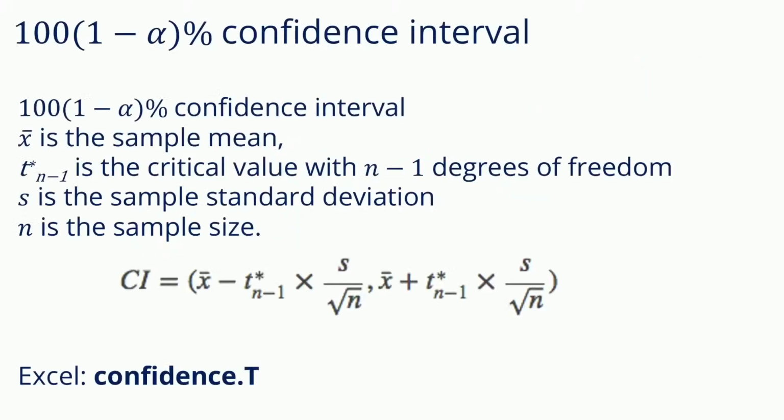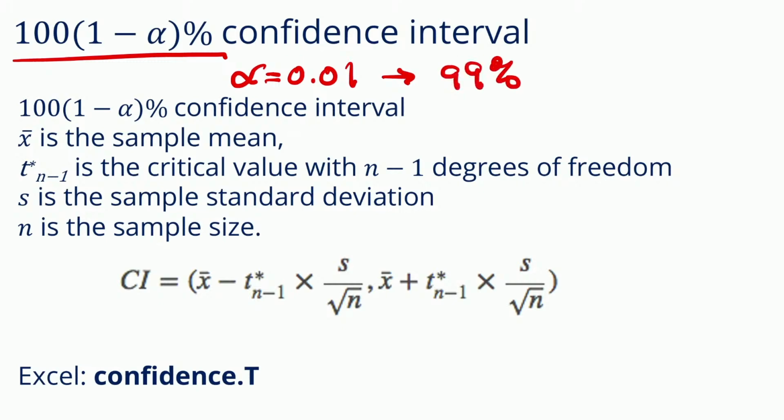Getting back to that weird language up there, 100 times 1 minus alpha percent, all that is saying is that if alpha is 0.01, then you're dealing with a 99% confidence interval. I think you can do this math in your head. It's just a weird way of saying it. Once again, I'm just trying to align myself with Newton as closely as possible.